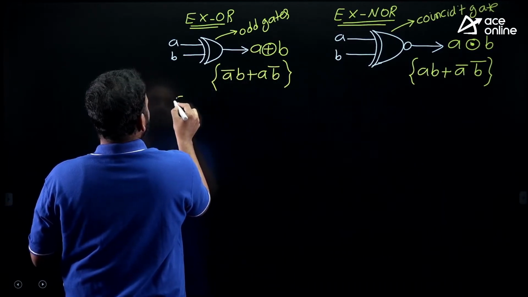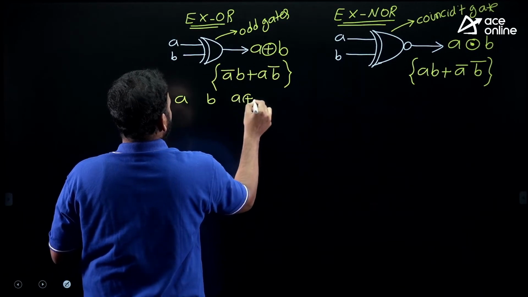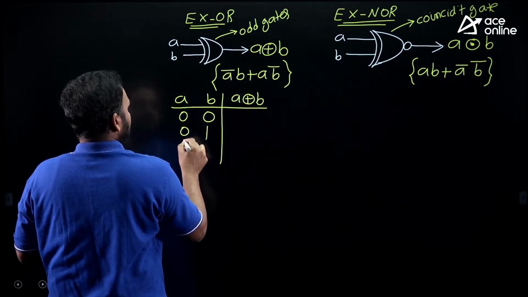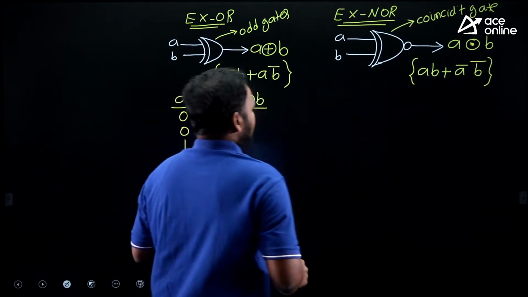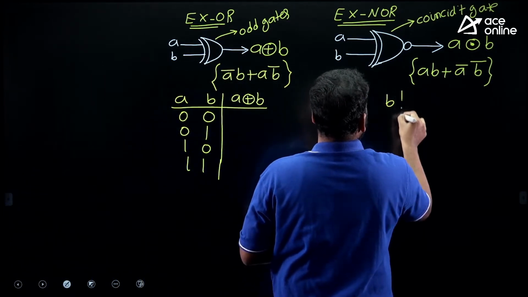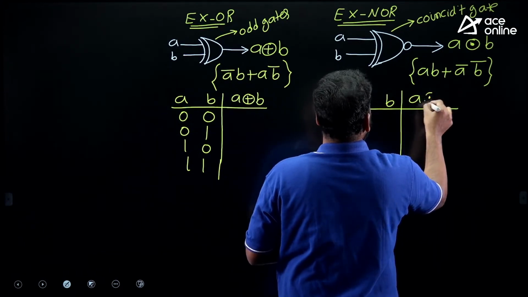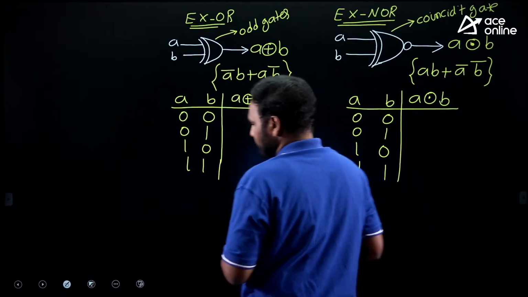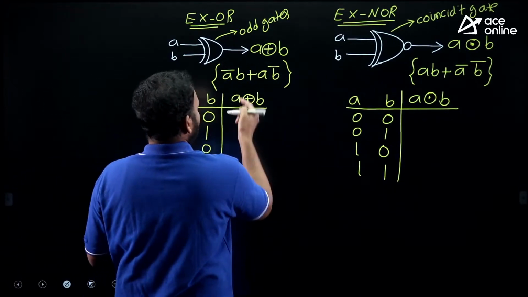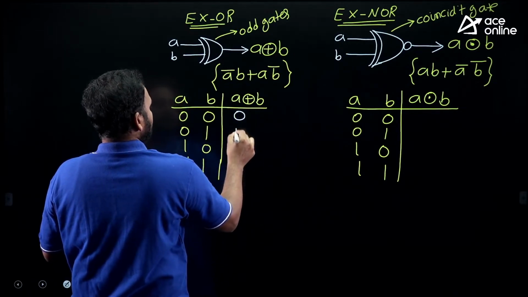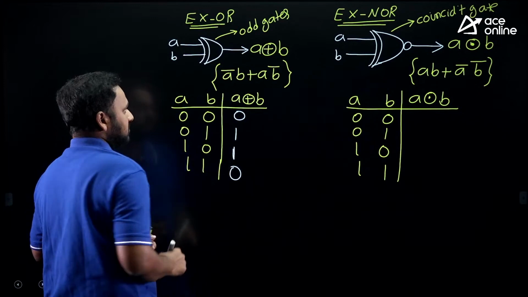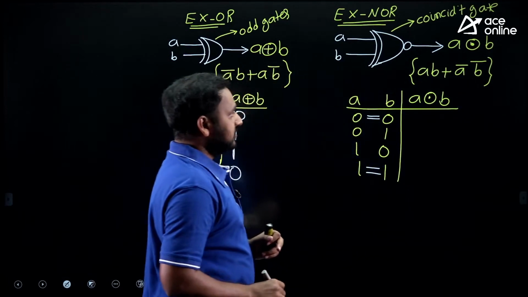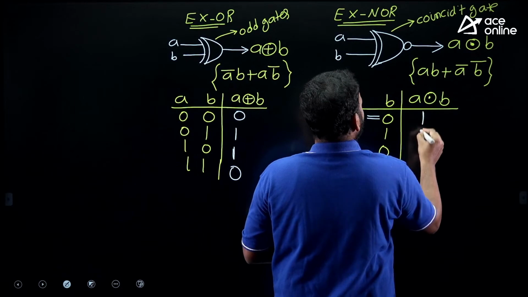Let me take the truth table. A, B, I am writing the symbol only, A XOR B, for all combinations of inputs. Similarly A, B, A XNOR B, for all combinations of inputs. What are the outputs? You can substitute. If the inputs are complemented to each other, then only the output will be 1 in the XOR gate. But here, if the inputs are the same, that is the reason we can also call it a coincident gate. If the inputs are the same, you can substitute here, then only the output will be 1, otherwise the outputs are zeros.